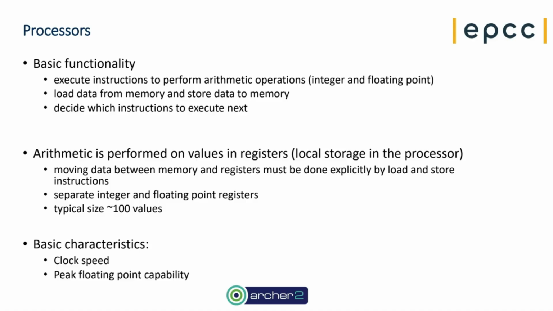Okay, and so some of the basic metrics for processors are the clock speed. That's essentially the rate at which instructions can be issued. And also for HPC simulations, we're possibly interested in the peak floating point capability, which is just some multiple of the clock speed. It's the clock speed multiplied by the number of floating point operations that can be delivered in the same clock cycle.